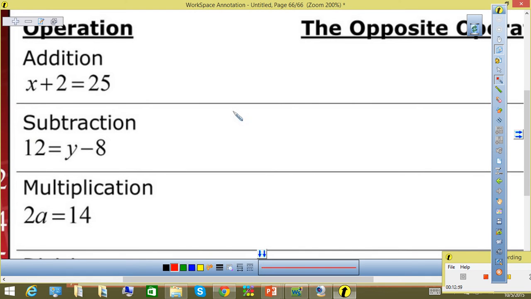The first one says x plus 2 equals 25. The operation here on this side is what? Addition. What is the opposite of addition? Subtraction. This one we have y minus 8. So what is the operation? Subtraction. So what is the opposite or the inverse? Addition. Here we have 2 times a equals 14. There's a multiplication sign here, an invisible one. So what is the inverse of multiplication? Division.